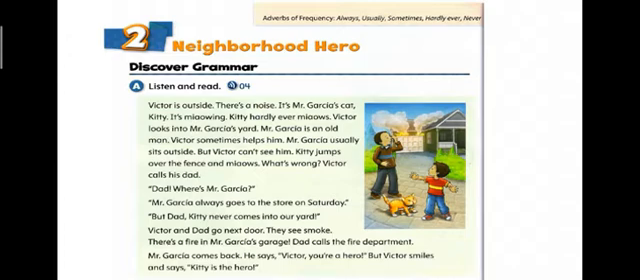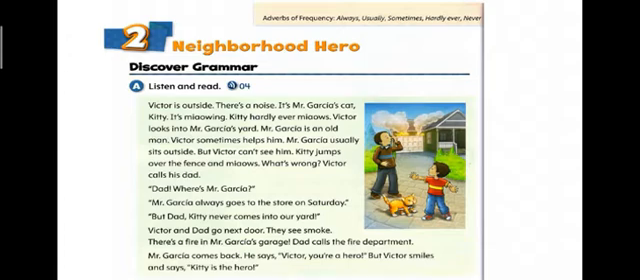Kitty hardly ever meows. Victor looks into Mr. Garcia's yard. Mr. Garcia is an old man. Victor sometimes helps him, like 50% helps him. Not all the time helps him, and not never helps him.